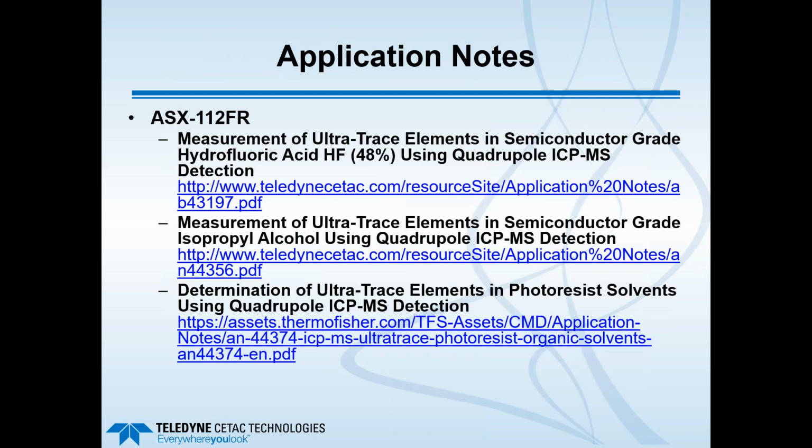Application notes that are available for the 110 and 112. For the 112, the ones that we do have available are on the website, and there are the links. These all entail use for semiconductor work, and you can see ultratrace elements, hydrofluoric acid, isopropyl alcohol, and photoresist solvents with ICP-MS detection. So you can go to the CETAC website and then look at more details on those notes.